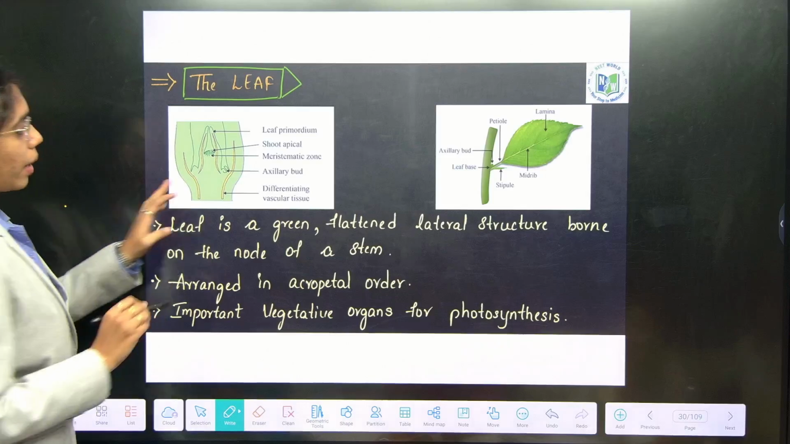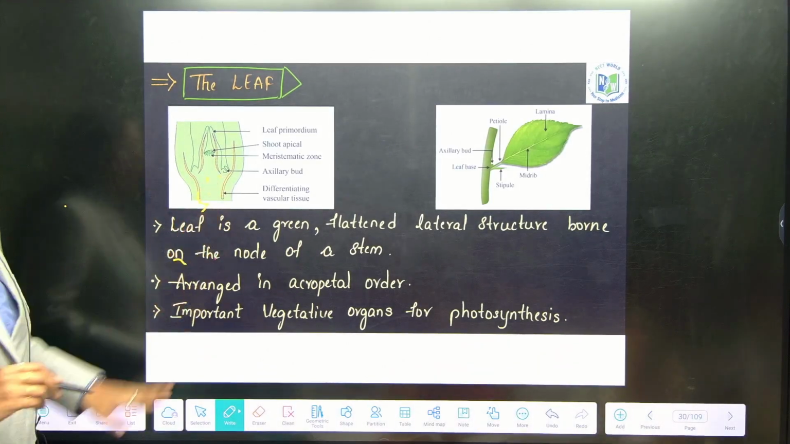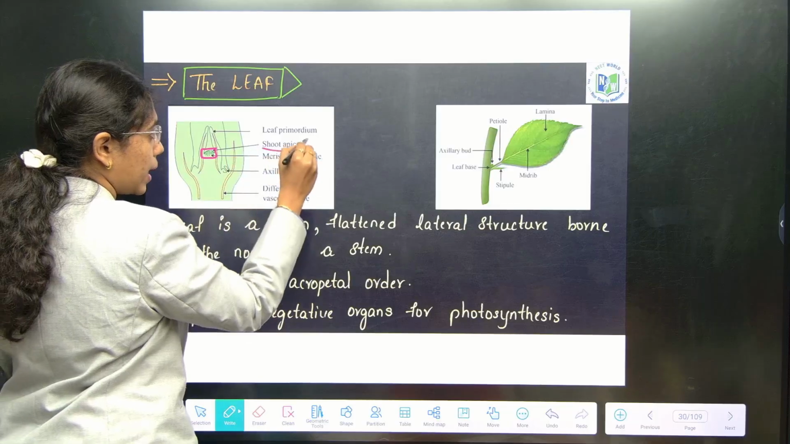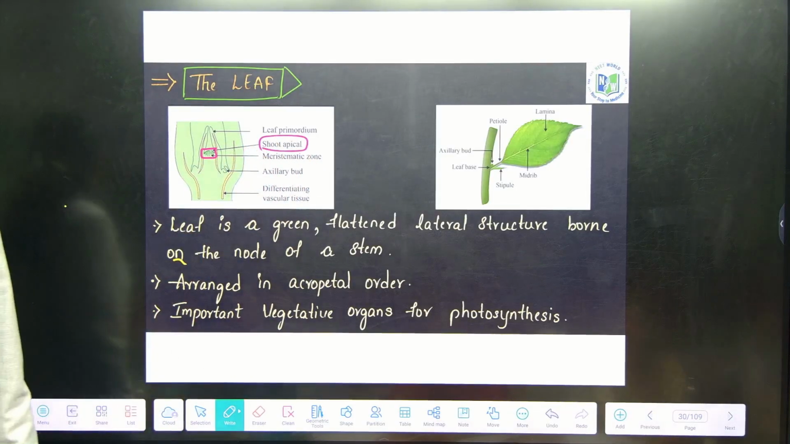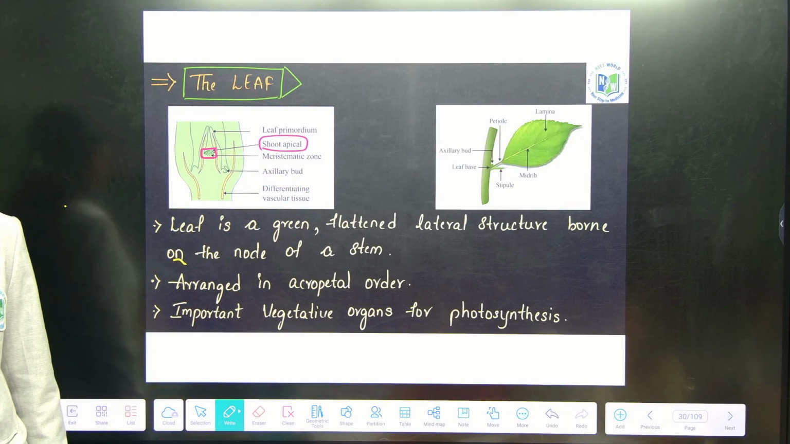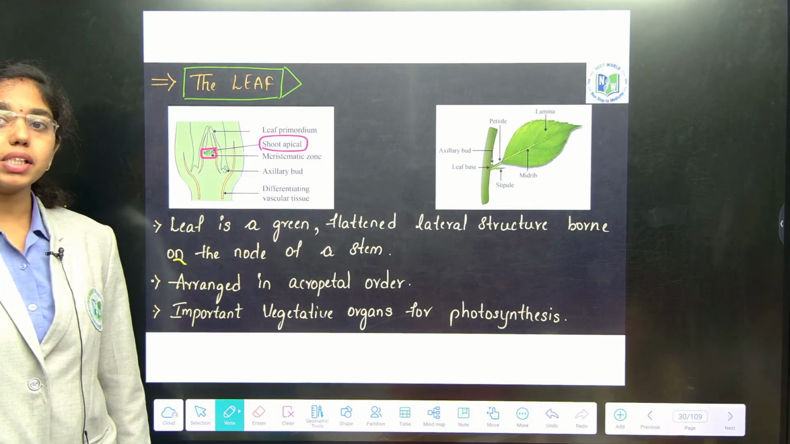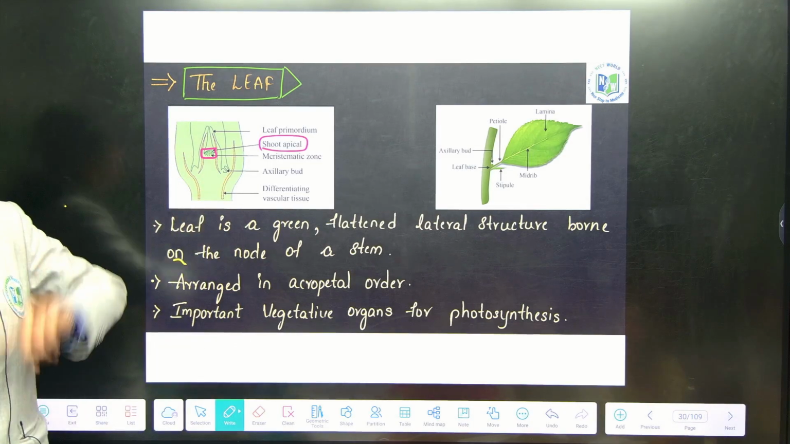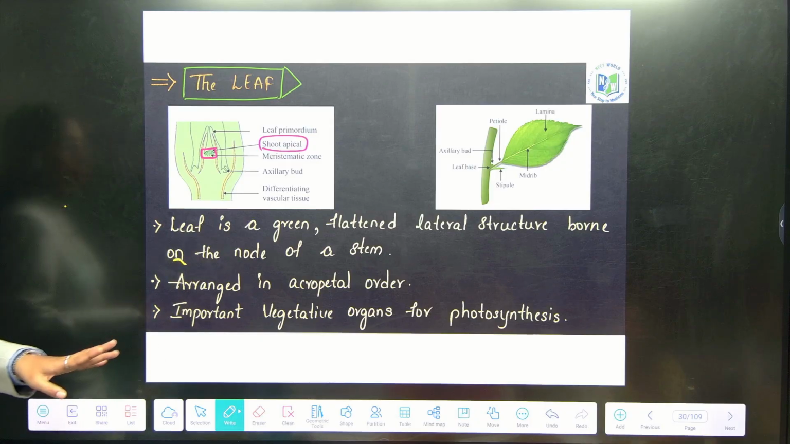This is the diagram from anatomy, where the shoot apical meristem here at the center is at the apical region. Shoot apical meristem is at which region? Apical region. But root apical meristem is at subapical region.